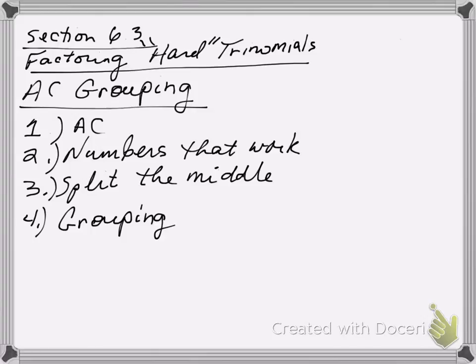Now the ones in this section are considered to be the hard trinomials. And the reason they're considered hard again is because there is a little more work involved in getting them factored out. What I wrote right here, first off, is the name of the method, AC grouping. There are different methods that you can use to factor these hard trinomials.